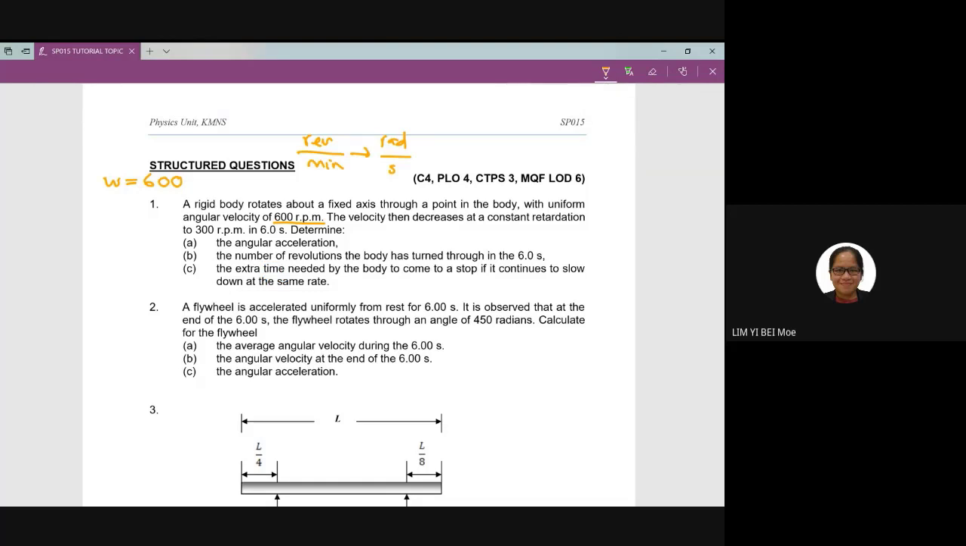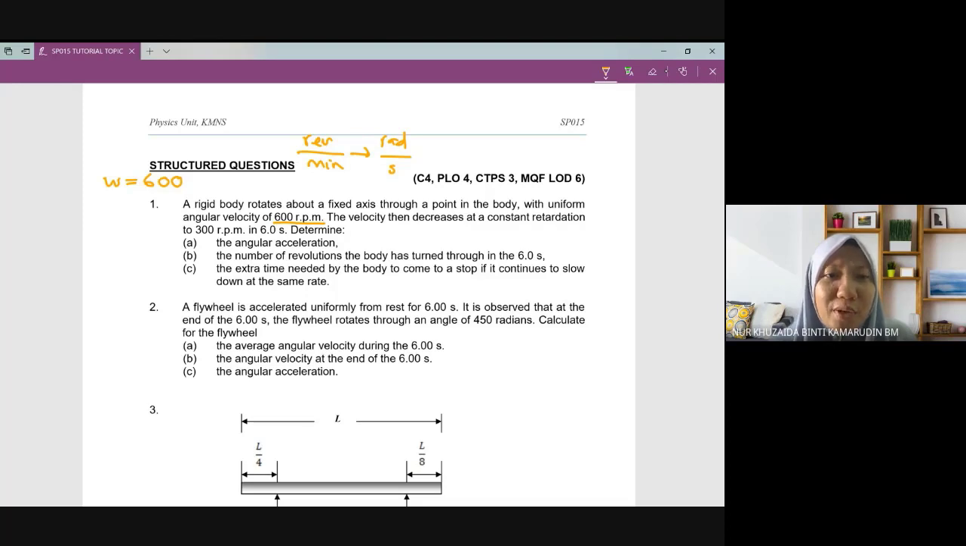2 pi bagi 1 minit darab dengan 60. Okay, so it means that what you have to do is times with 2 pi. Okay, maksudnya 1 revolution equals to 2 pi radian. So times with the 2 pi and then minute berada di bawah. So divide by 1 minute equals to 60 second. Okay, so 600 times 2 pi divide by 60. So baru you akan dapat nilai dalam radian per second.